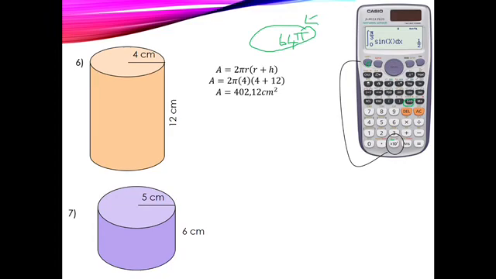Right, number 7, we're using the same formula, so just put your formula down. You get 1 mark for just putting the formula down, doing no maths, no nothing. Just put that down. 1 mark, alright? Now fill in accordingly. Our radius is 5, our height is 6. And then put that whole thing in your calculator, press equals, remember to change from your pi sign to a decimal, and you should get an answer of 345,58 centimeters squared.